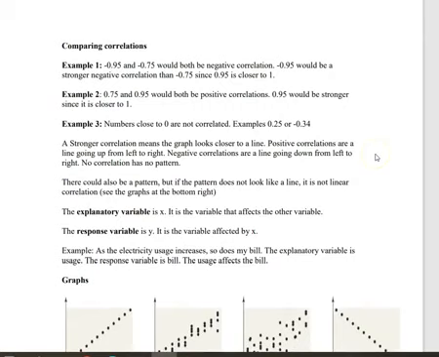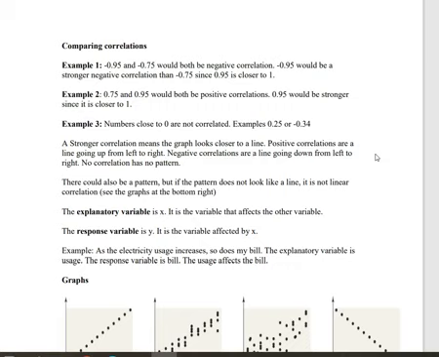Comparing correlation. Example 1. -0.95 and -0.75. Those would both be negative correlation. -0.95 would be a stronger one since it is closer to -1. 0.75 and 0.95 would both be positive. 0.95 would be stronger since it's closer to 1.